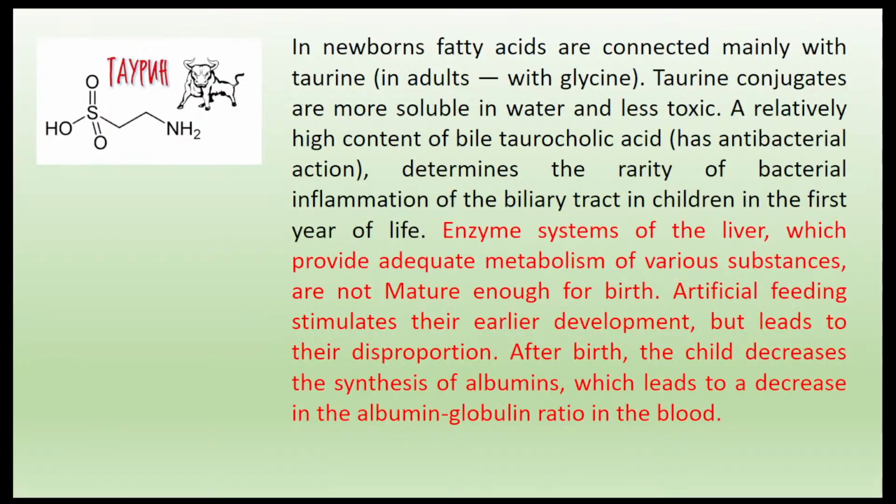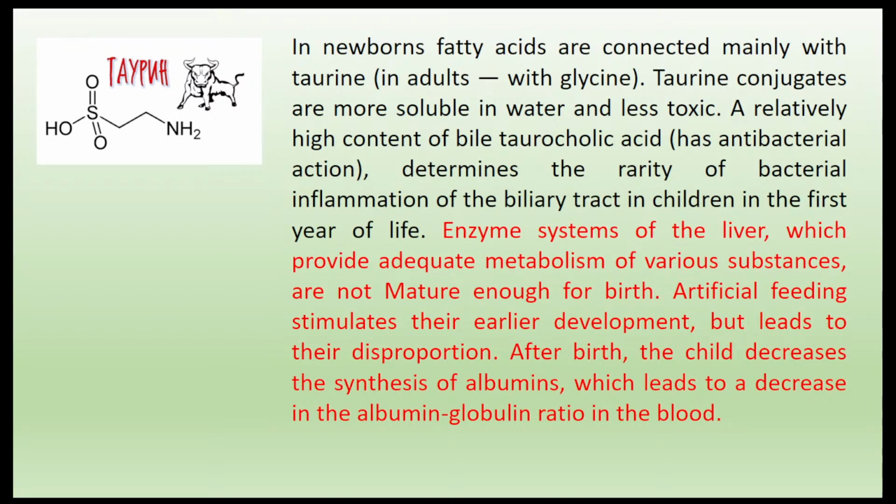In newborns, bile acids are conjugated mainly with taurine. In adults, with glycine. Taurine conjugates are more soluble in water and less toxic. The relatively high content of taurocholic acid determines the rarity of bacterial inflammation of the biliary tract in children in the first years of life. A very rare situation.